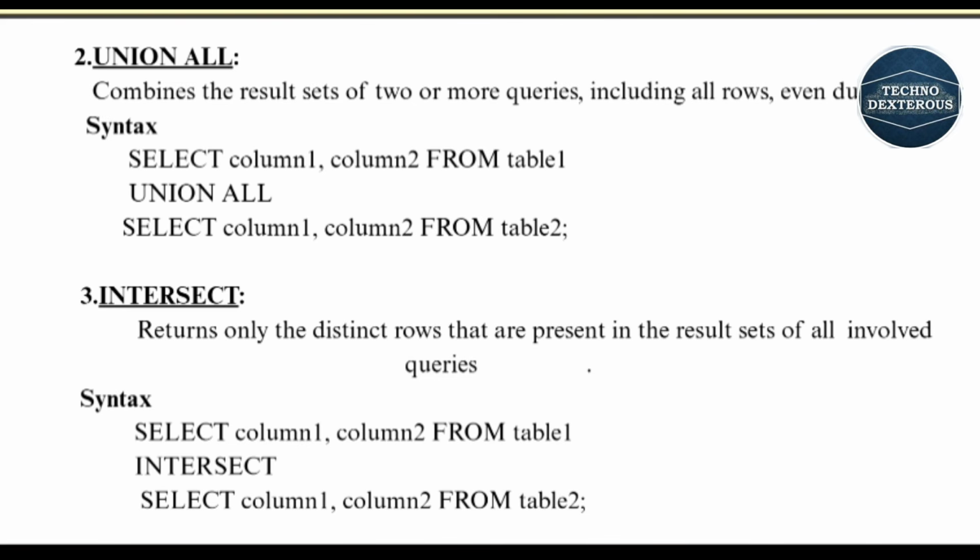Third one is intersect. Intersect returns only the common rows between the two queries. Example: SELECT city FROM customer INTERSECT SELECT city FROM supplier. This example shows the cities that exist in both tables.